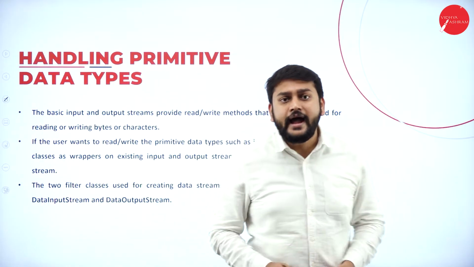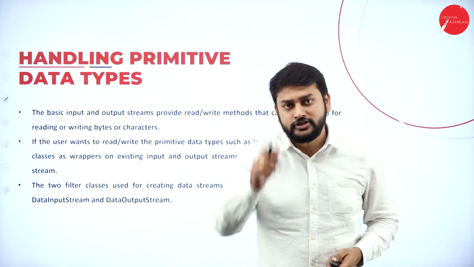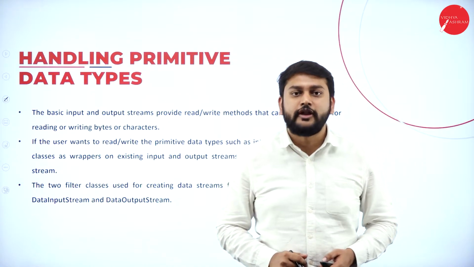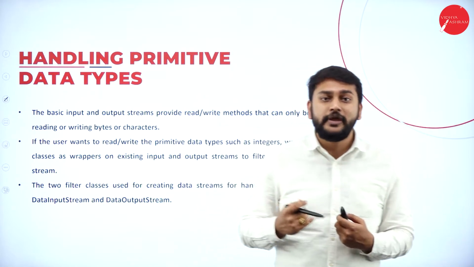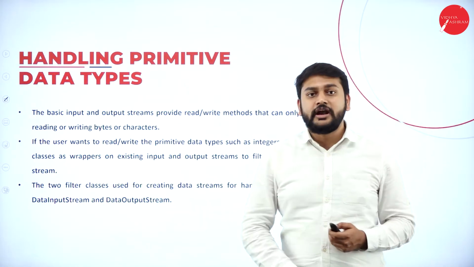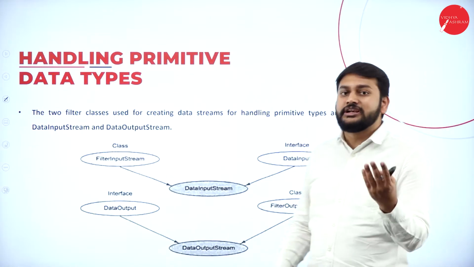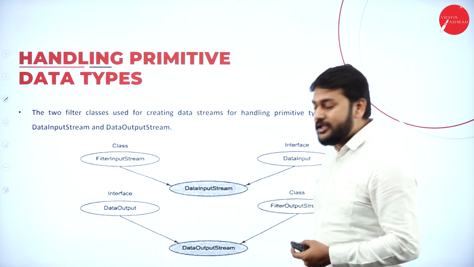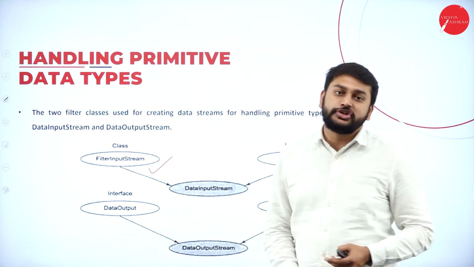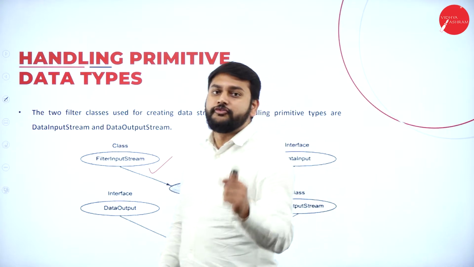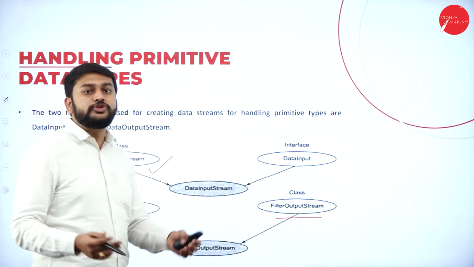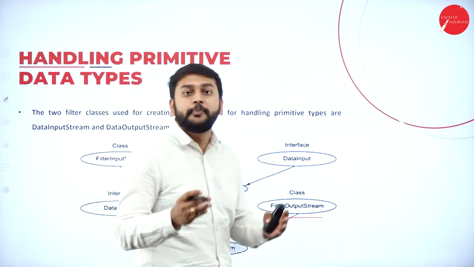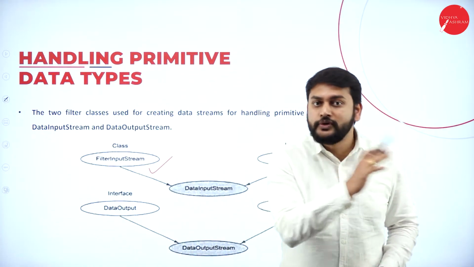For that, I have got two important classes which you need to observe carefully. What are they? Two important classes which will help me to handle the primitive data types. Please observe, the first class that I have here is filter input stream, and also I have filter output stream. These are the two important classes which will help me to handle the primitive data type, is what you need to remember.